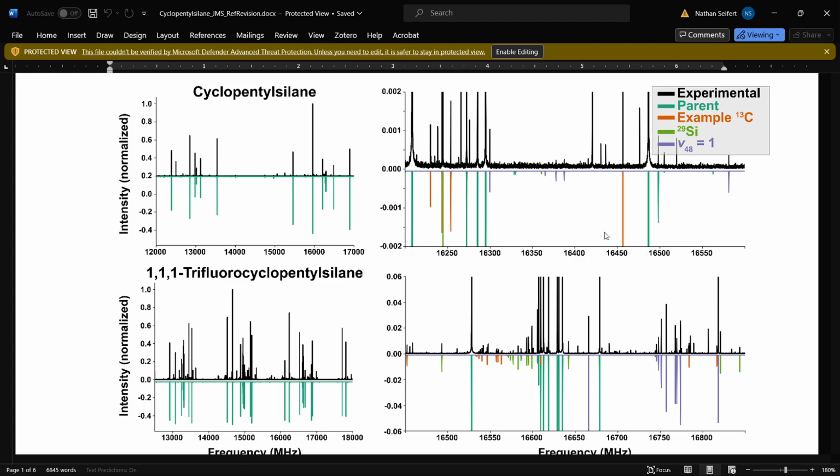Just as a reminder, 1 Kelvin is 0.7 wave numbers, right? So at 10 Kelvin, you only have 7 wave numbers of energy. So it can't be something at 3,000 wave numbers. You just don't have enough energy to excite it. It's got to be something really low energy.